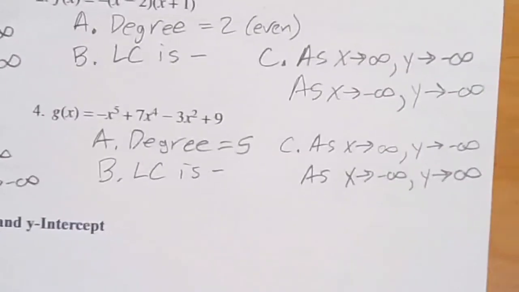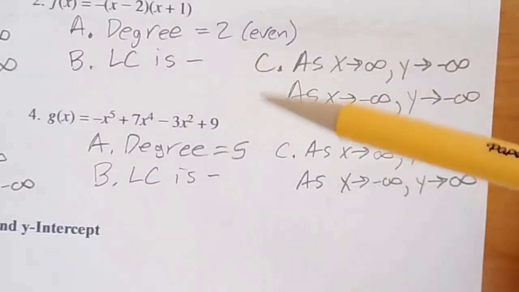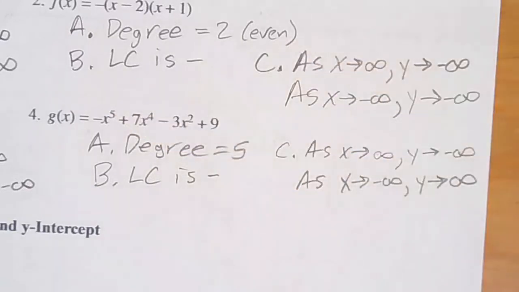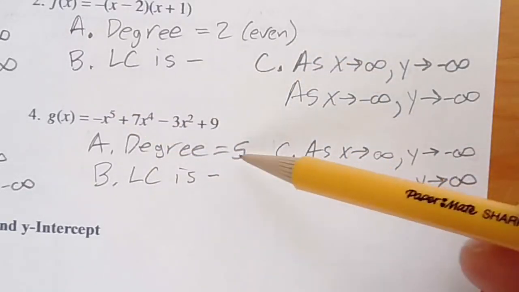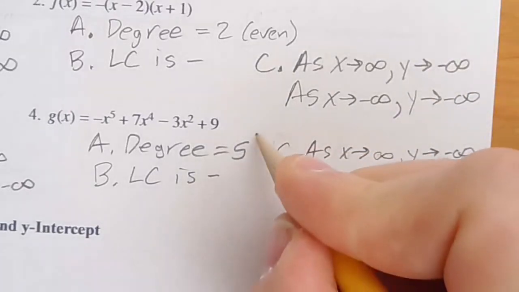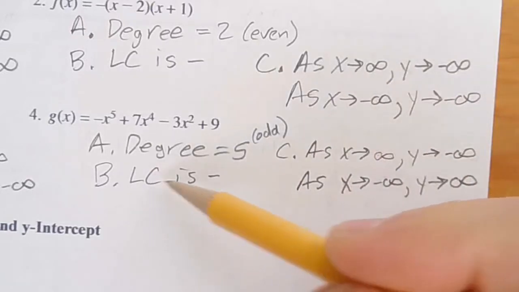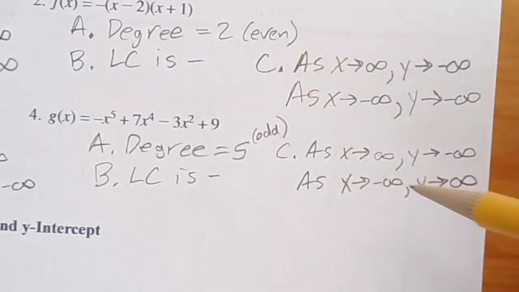Okay, number 4. The degree on that is 5. This is in standard form, so it's just the highest exponent of any of the variables here. And yeah, the degree is 5. Oops, I forgot to say that is odd. That is odd. And leading coefficient is negative.